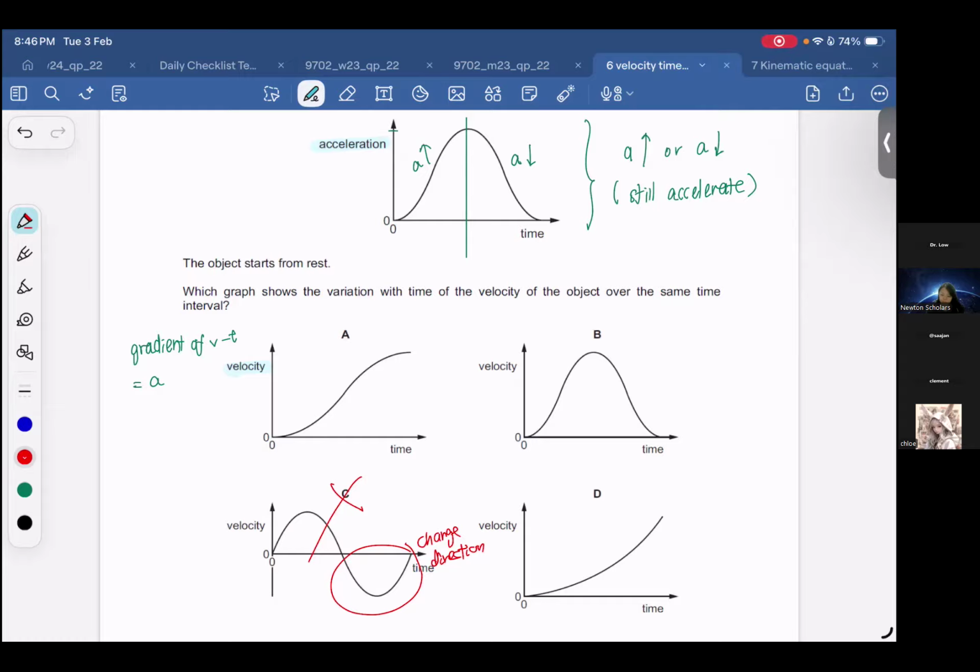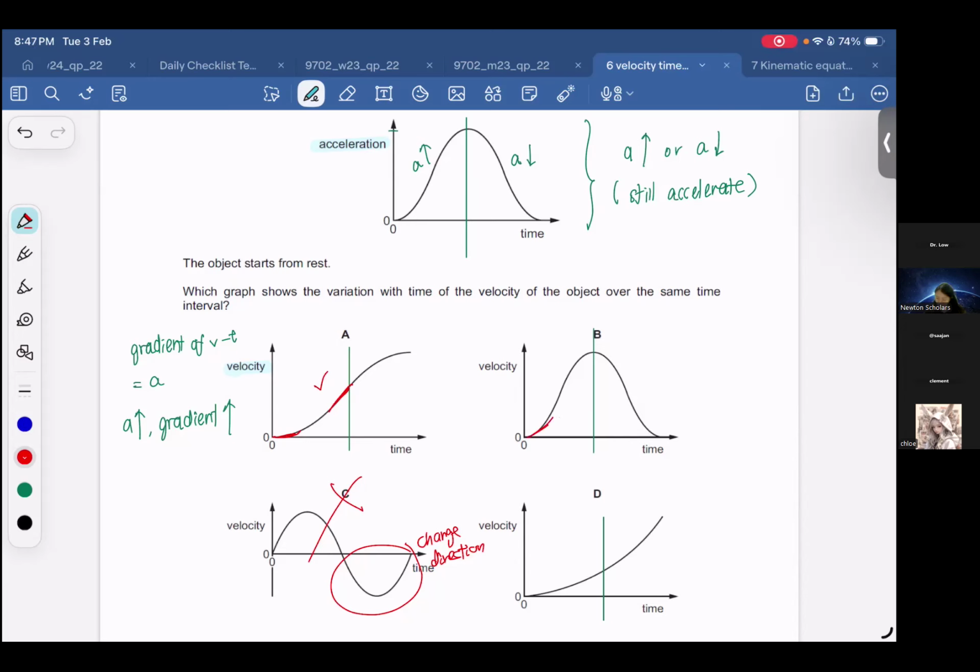Okay, then how about acceleration increase? We divide it into two sections like this. Acceleration increase means your gradient should increase, because we know the velocity-time graph gradient represents acceleration. So I draw the line and see whether your gradient increases. Yes. Okay.